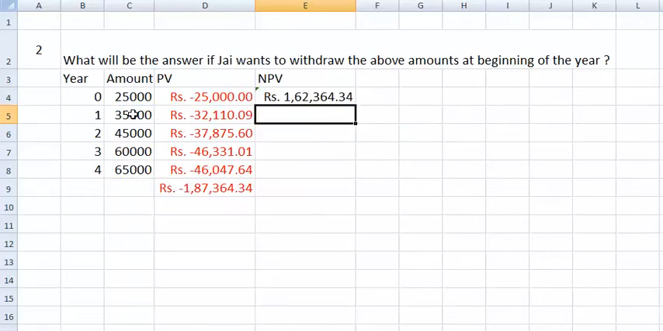That's 1,62,364 plus 25,000 what we need right away. So present value of 25,000 is 25,000. We have already got value or amount to be invested, so that I can get 35, 45, 60 and 65,000 at end of year 1, 2, 3 and 4. Plus let's add 25,000 rupees right here to get 1,87,364.34 as shown here. So this is how NPV function helps us.